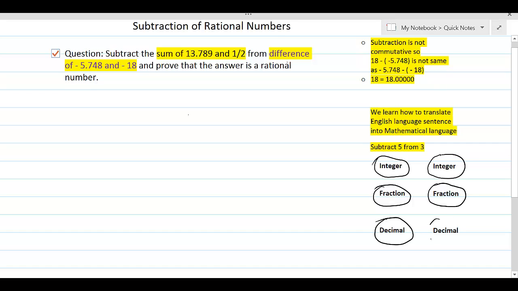subtraction of rational numbers, sometimes we will need to subtract integer from integer or integer from fraction. Sometimes we will be subtracting a decimal from integer, and similarly fraction from integer, like vice versa. There are many possible combinations.